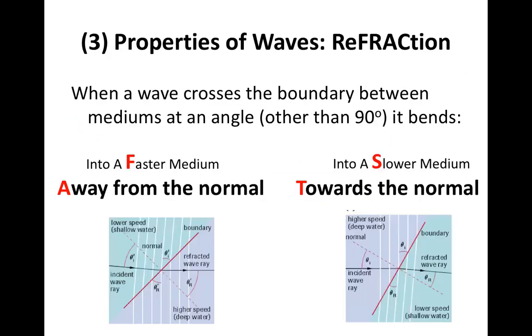Okay, so the third property that we've been reviewing up to is refraction. When a wave crosses a boundary between mediums at an angle other than 90 degrees, it bends into a faster medium away from the normal, into a slower medium, it's towards the normal. So you might notice these diagrams look a bit different. One thing that's really important, so I don't want to forget to say it, refraction is easily observed for mechanical waves as well as light.